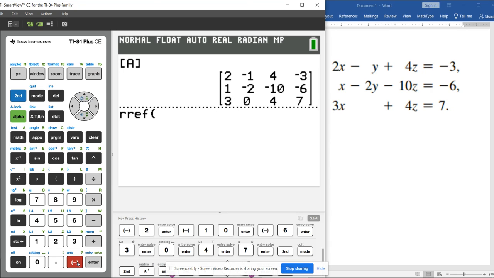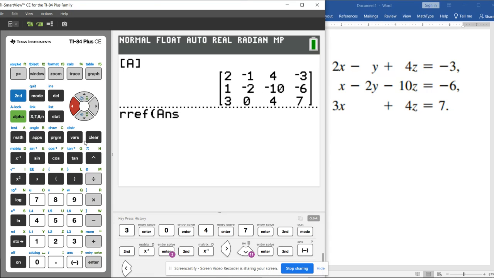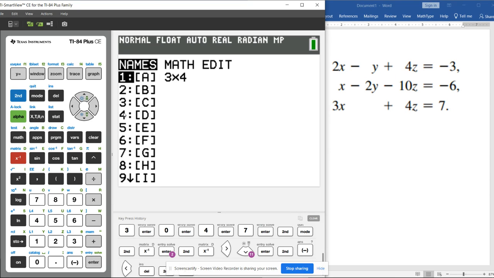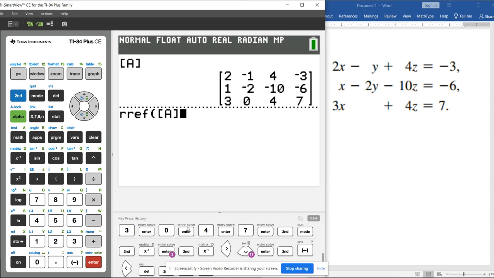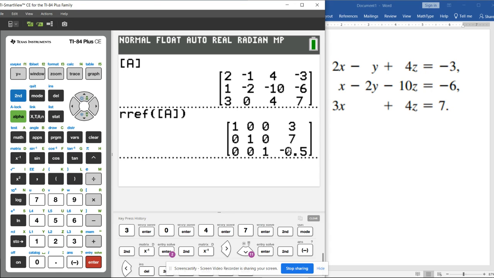Now, if I want, I could choose second answer because I've already got A in there, but I may not already have that saved in. So I would go back into my matrix and name A. I would choose matrix A, close your parentheses, and hit enter. So here, this reads as 1x, 0y, and 0z equals 3. 0x, 1y, 0z equals 7. 0x, 0y, and 1z equals -0.5.